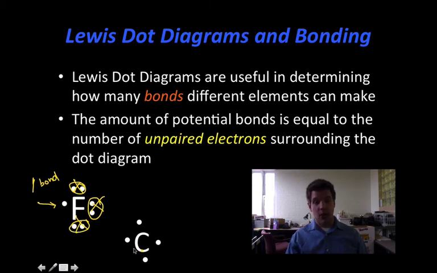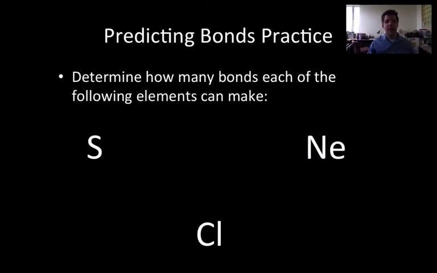Carbon has a whole slew of electrons that aren't paired up, so he can make a bond here, he can make a bond here, he can make a bond here, he can make a bond here. So carbon can actually make 4 bonds because he's got 4 unpaired electrons surrounding him. Very simple rule. Let's go ahead and practice that one. Let's determine how many bonds each of these elements can make.